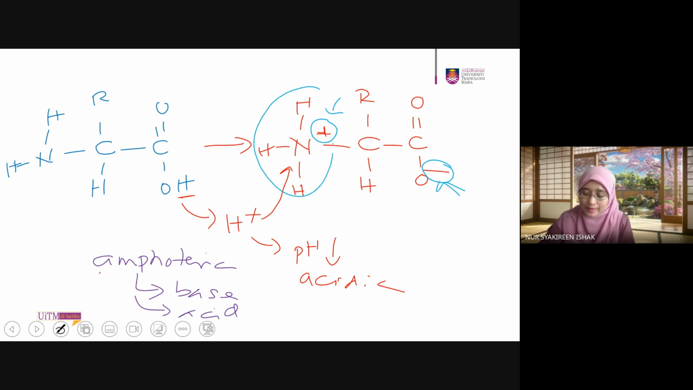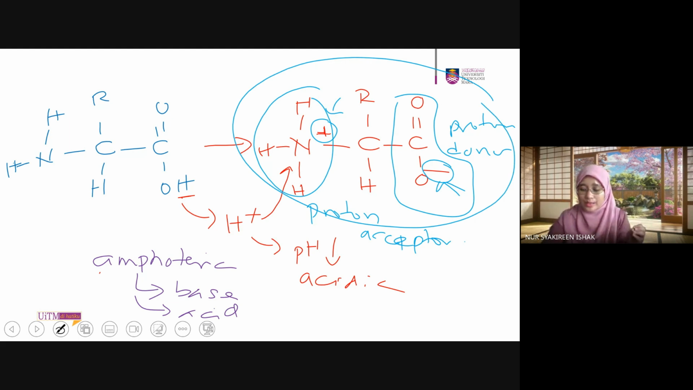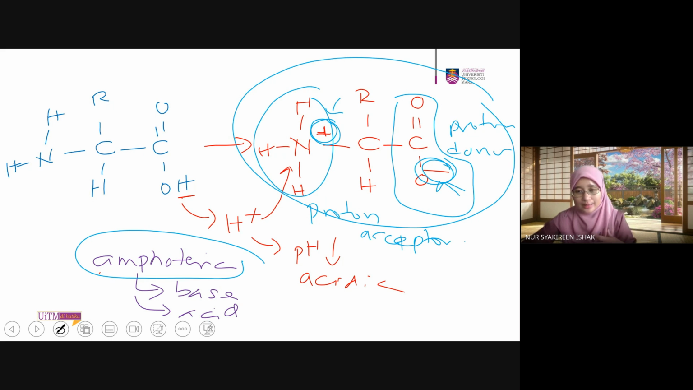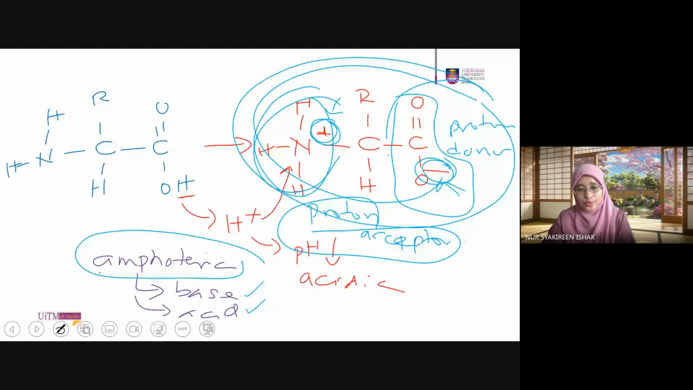The amino group here becomes a proton acceptor. The carboxyl group here becomes a proton donor, it donates the proton to the amino group. Okay, so this is a zwitterion, a molecule that has both positive and negative charge. So amino acid is amphoteric because it has the property of being acid and also base, kan. So itu awak kena faham kan. So this is a zwitterion, it has both positive and also negative charge. Okay, so amino group is a proton acceptor, the carboxyl group is the proton donor.